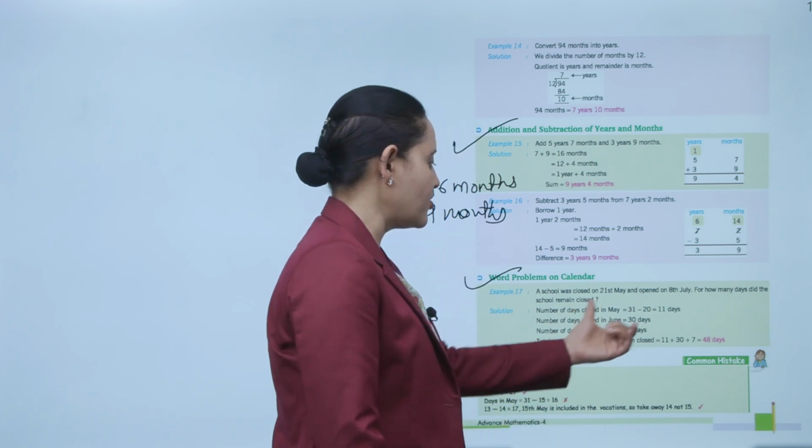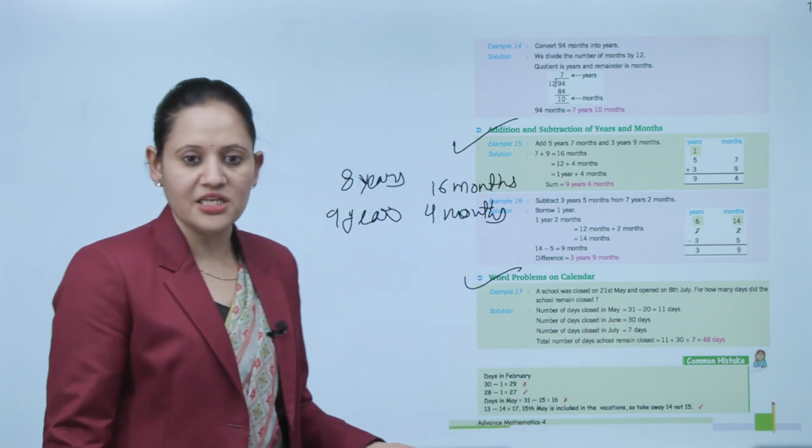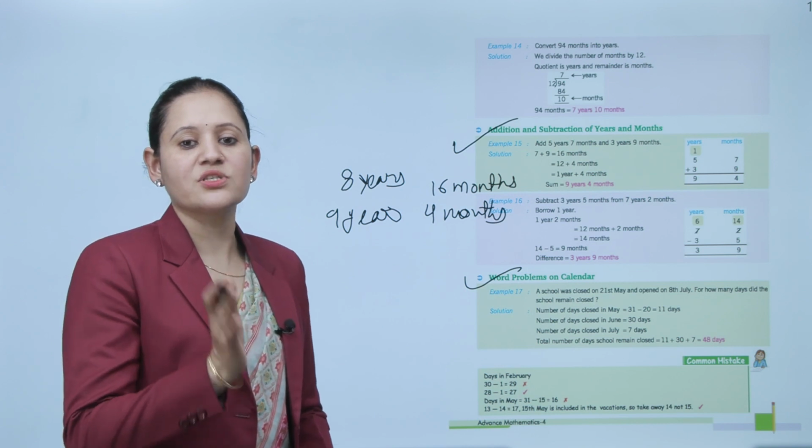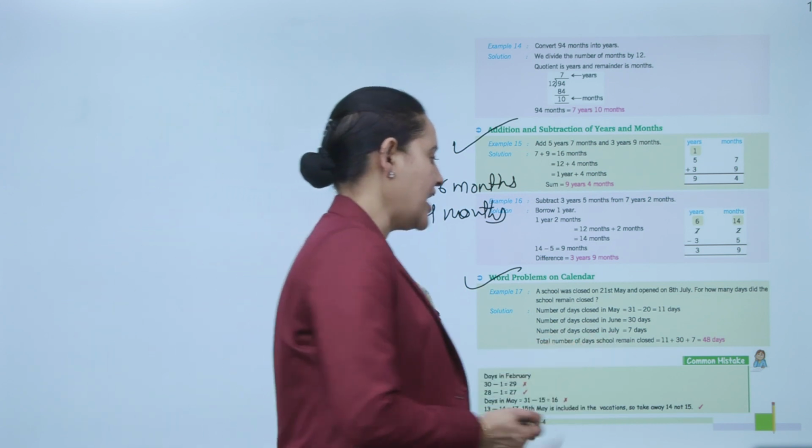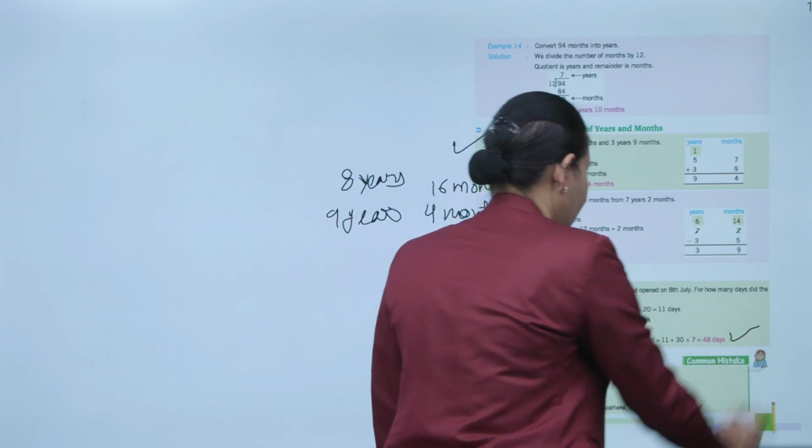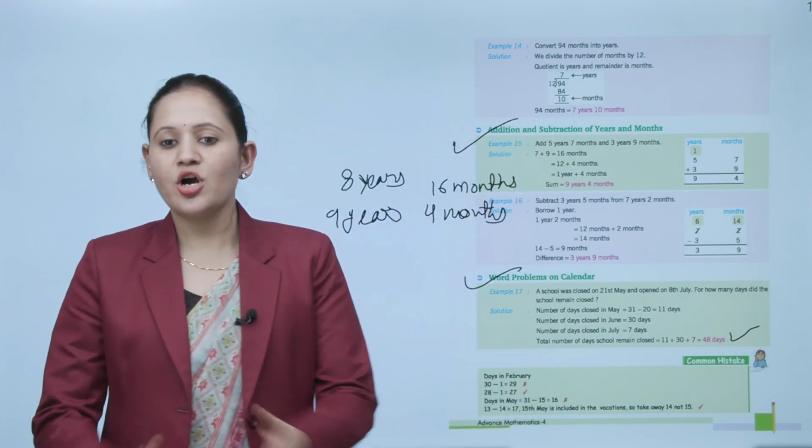The number of days closed in June, 30 days. June mein 30 days hota hai. Number of days closed in July, that is 7 days. Add kar denge, total ho jayega 48 days. Clear? Common mistakes.